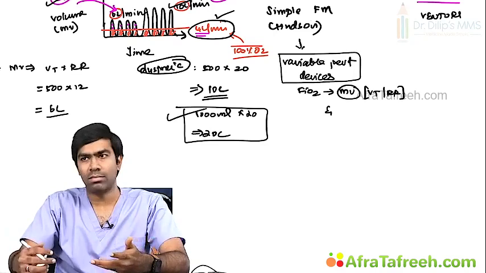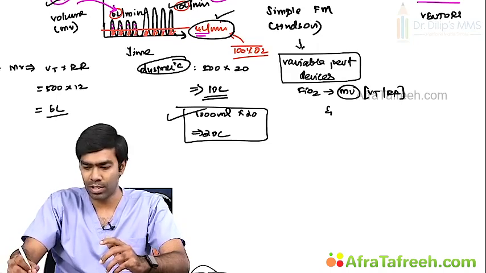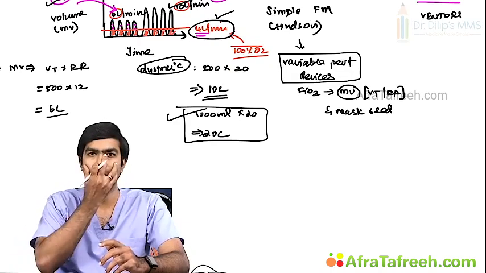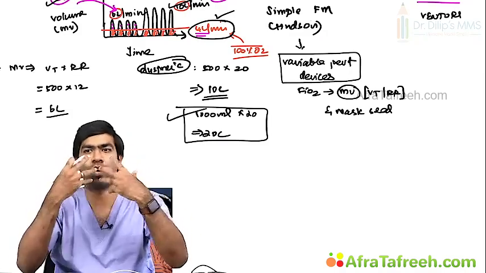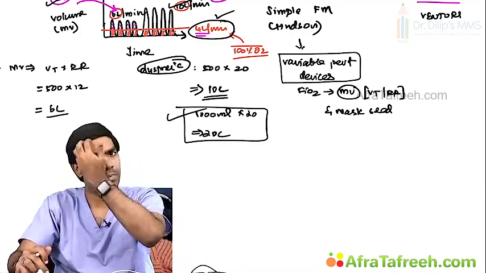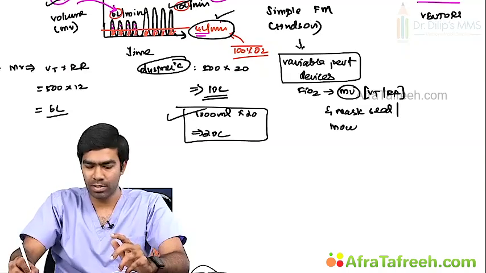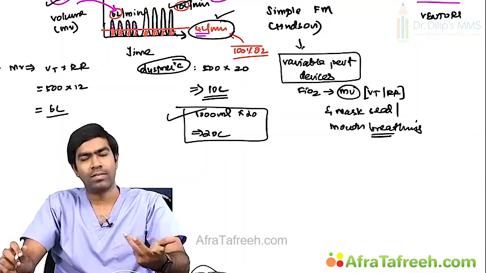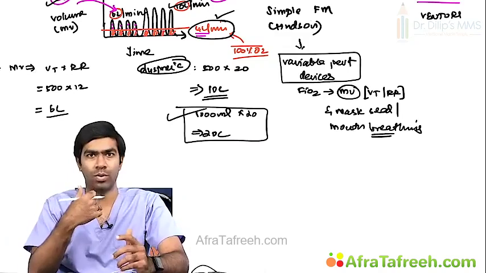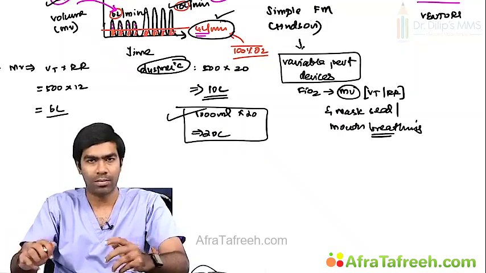And probably it might be affected by other entities like mask seal. Suppose you are using a face mask, it will depend on the mask seal. If the mask seal is not good, atmospheric air will come from the sides of the mask and dilute the oxygen that is flowing into the mask. So it depends on the mask seal also. With nasal prongs, it depends on mouth breathing also. But in a face mask, it doesn't matter. With nasal prongs, how much you mouth breathe also is going to dilute the FiO2 that you get from the particular device.